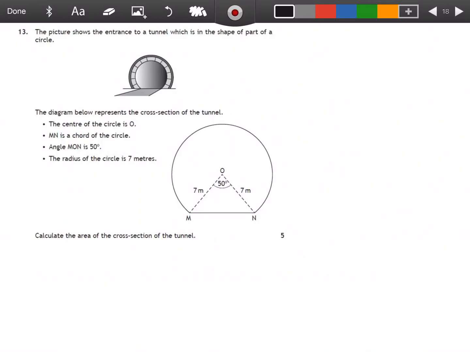Right, last one. Here is the entrance to a tunnel. It's in this shape. Looks like an arc sector or maybe a trig question. It looks a wee bit like a Pythagoras question. It looks like a mixture of all of them. Let's have a wee look.